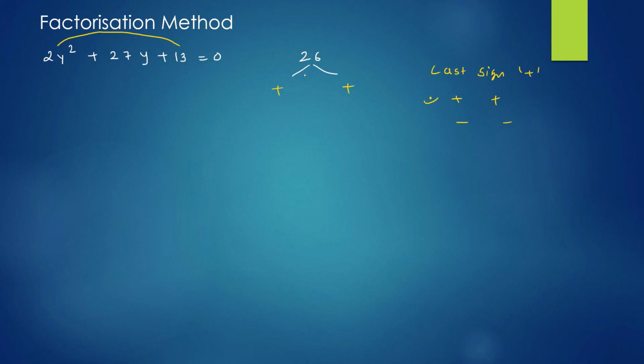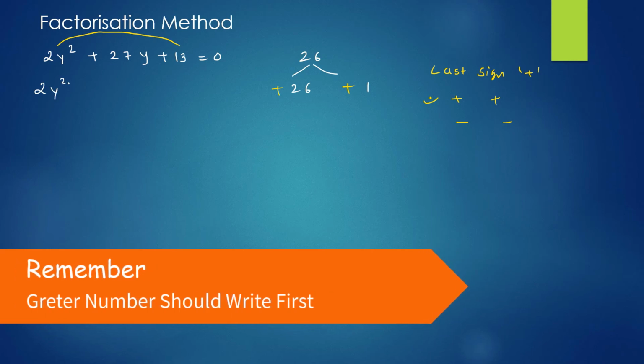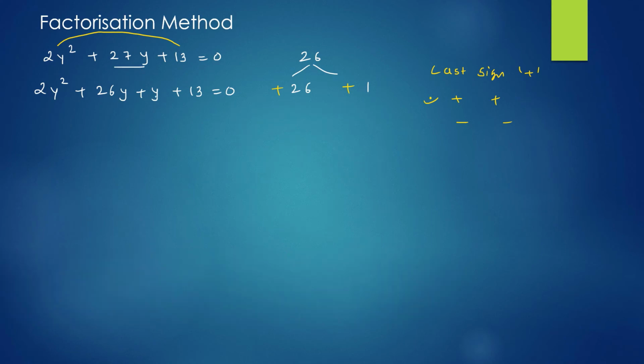So the term is simple. By looking at that, 26 ones are 26, 26 plus 1 will come 27. So we will solve the sum. 2y square plus 26y plus y plus 13 is equal to 0. Okay, in place of 27y we wrote 26y plus y. Now we will take common from first two terms. So common is 2 ones are 2, 2 thirteens are 26, and y is common. So we will take 2y.